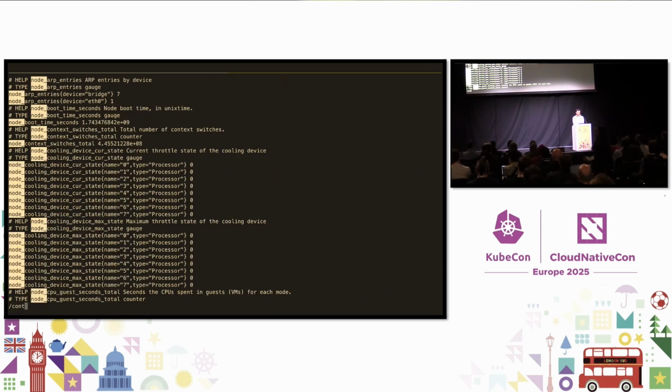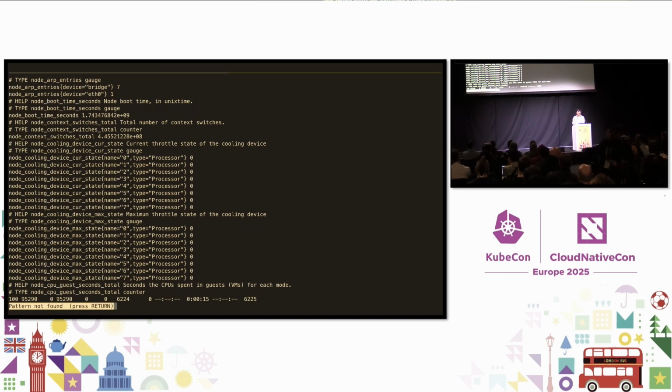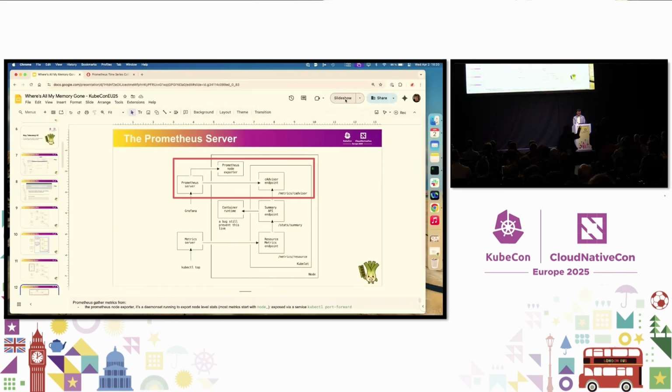And if we check for anything starting with container, it won't be there. So this one is mostly about exposing data about the node health. So it's not really about the workloads themselves. Let's get back to the presentation.